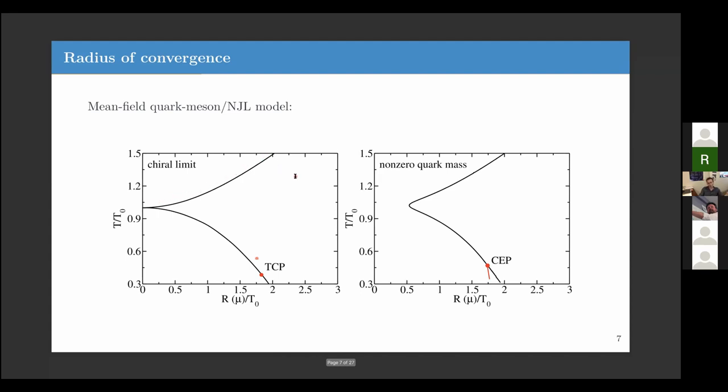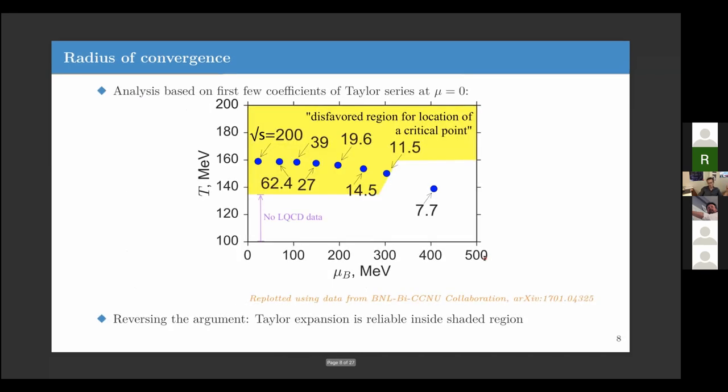Now, if we include the non-zero quark mass, of course, we have a crossover and the singularity is in the complex plane. But nevertheless, the radius of convergence is related to the location of the singularity one-to-one, and it is shown over here how this radius of convergence depends on the temperature. And again, I would like to point out, it is smoothly connected to the critical endpoint. All right, so this is just an example in a mean field model. Of course, nature is much more complicated.